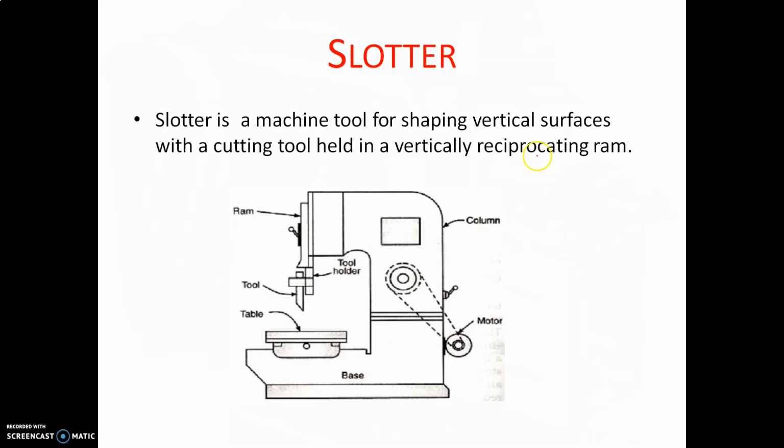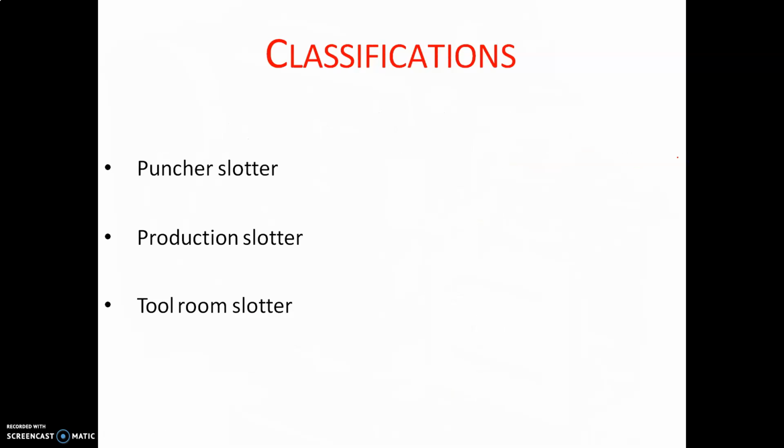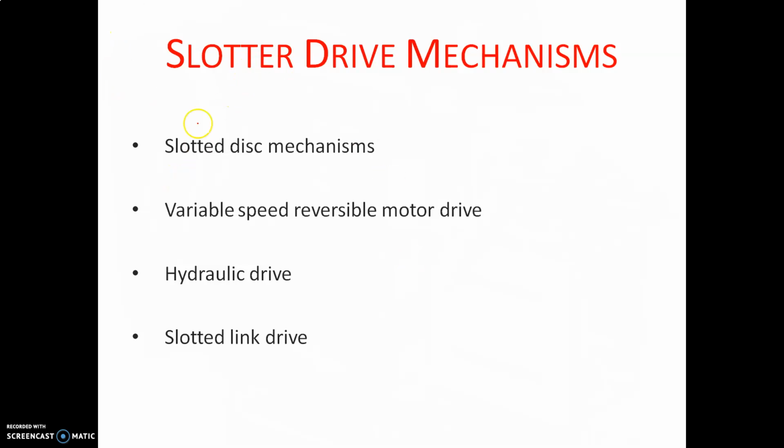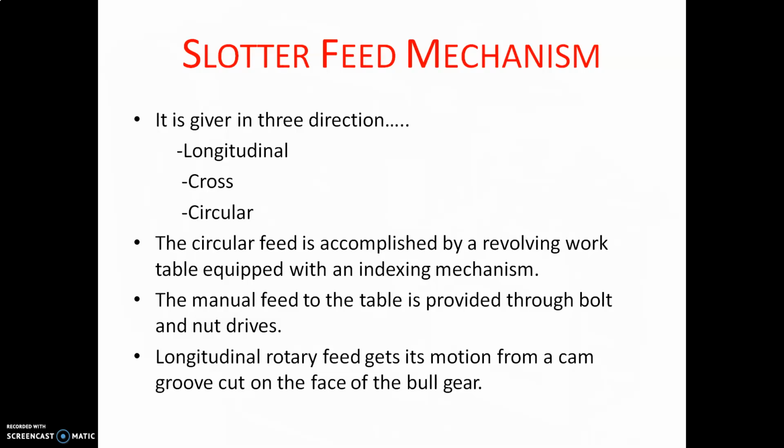With a cutting tool held in a vertical reciprocating ram, the classification of the slotter is puncher slotter, production slotter and tool room slotter. These are the three types of slotter. Slotter drive mechanisms: slotted disc mechanism, variable speed reversible motor drive mechanism, hydraulic drive mechanism, slotted link drive mechanism. Slotter feed mechanisms use three directions of feed: one is longitudinal feed, another is cross feed, and the third is circular feed. The circular feed is accomplished by revolving the work. The manual feed of the table is provided through bolt and nut drives.